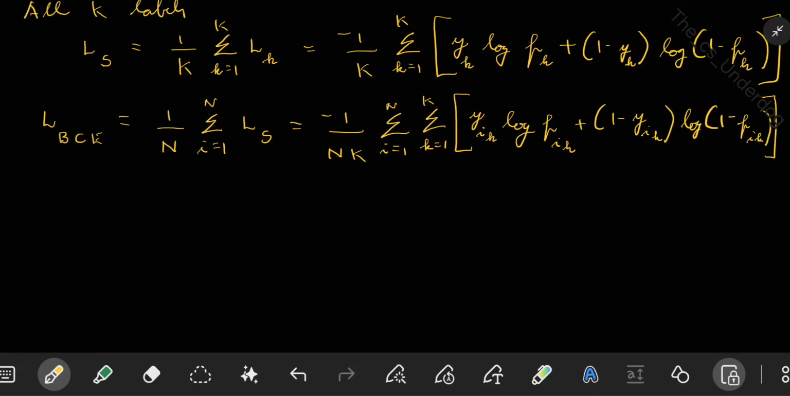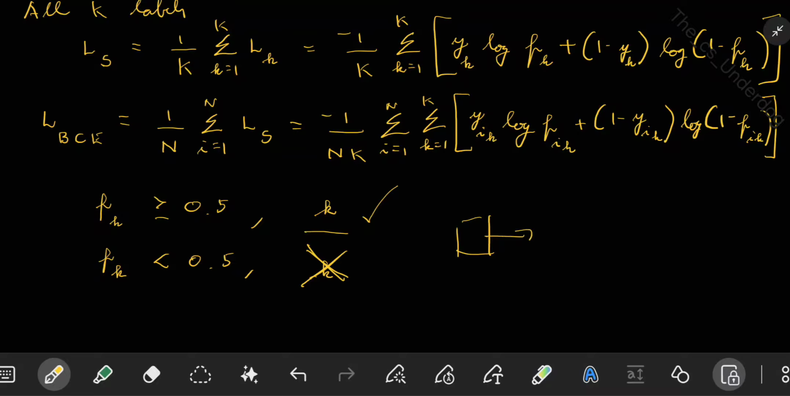Let us say for one particular example, you got pk, that is the probability for this label k according to your model. If this is greater than or equal to 0.5, then you will say it belongs to class k. And if your probability pk is lesser than 0.5, then you will say it does not belong to class k. This is how you are actually going to do multi-label classification.